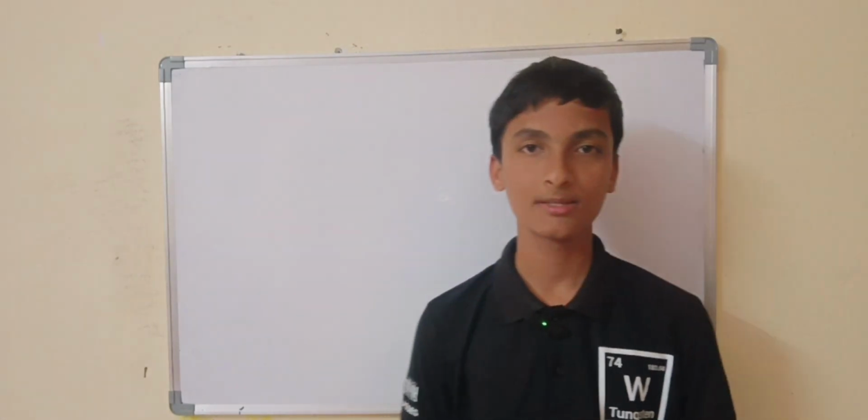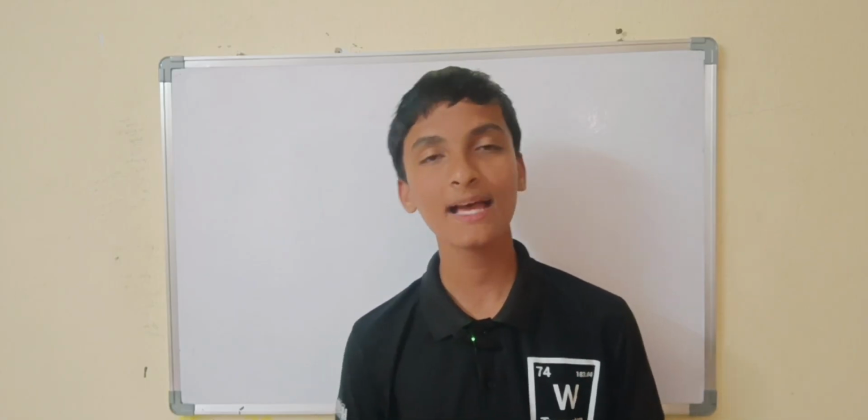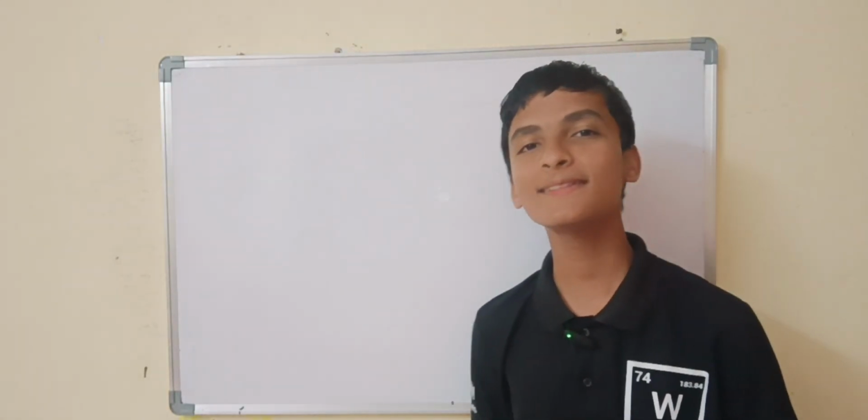Now listen. For finding oxidation number, there are mainly 5 tricks. Among those 5 tricks, I am going to explain 2 tricks. The remaining 3 tricks, I will explain in part 3.